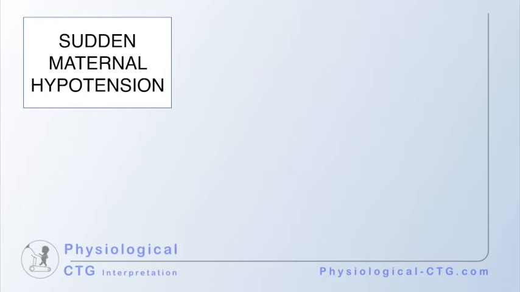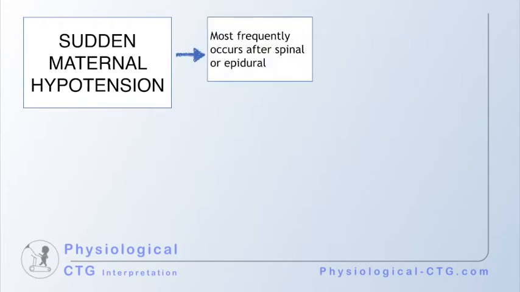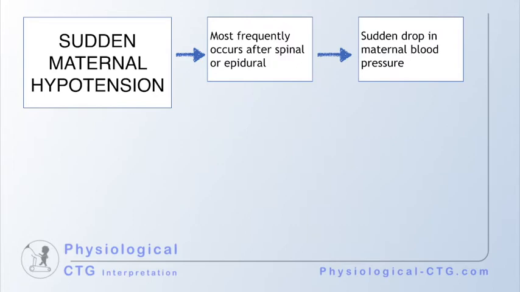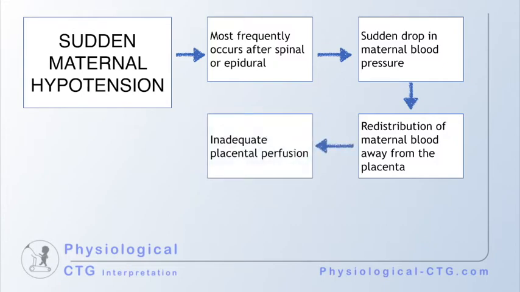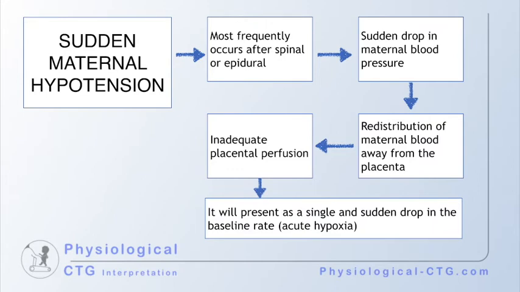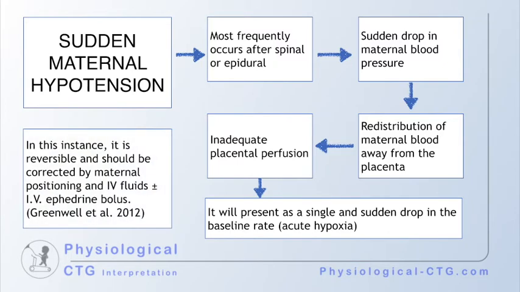Sudden maternal hypotension most frequently occurs after a spinal or epidural anesthetic. This results in a sudden drop in the maternal blood pressure. There is a redistribution of maternal blood away from the placenta, which results in inadequate placental perfusion. It will present as a single and sudden drop in the baseline rate, or acute hypoxia. In this instance, it is reversible and should be corrected by maternal positioning and IV fluids. Vasopressors can also be given if appropriate.